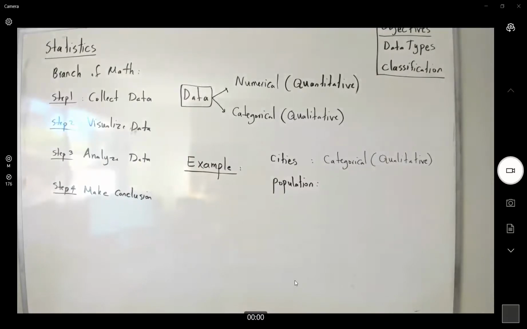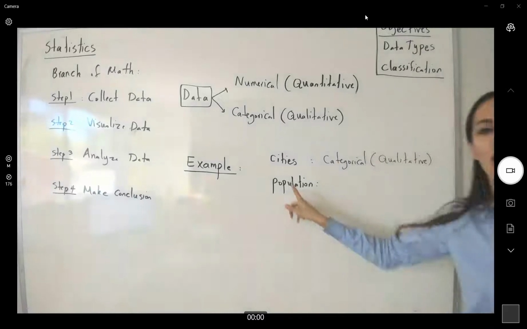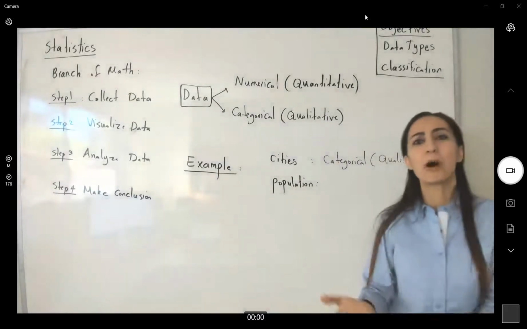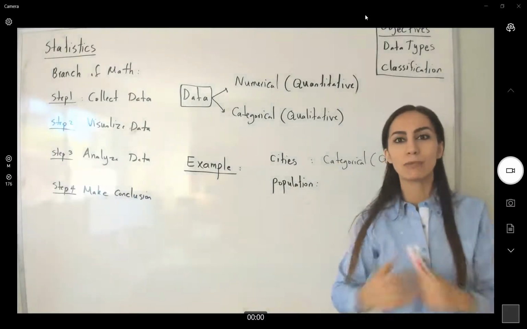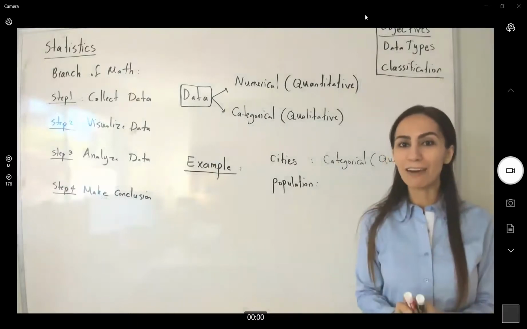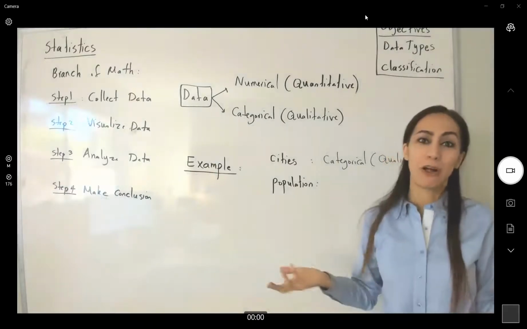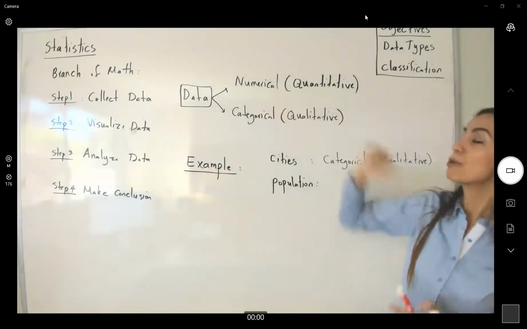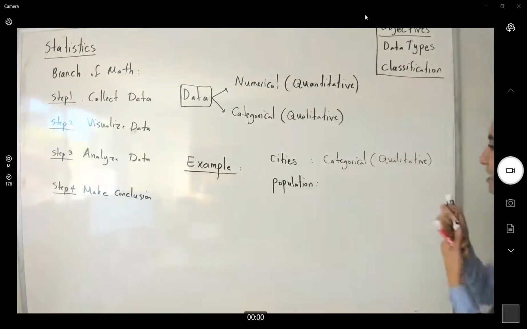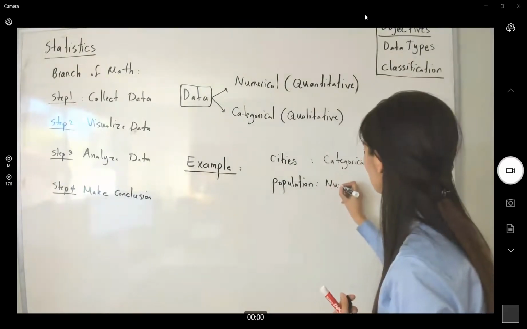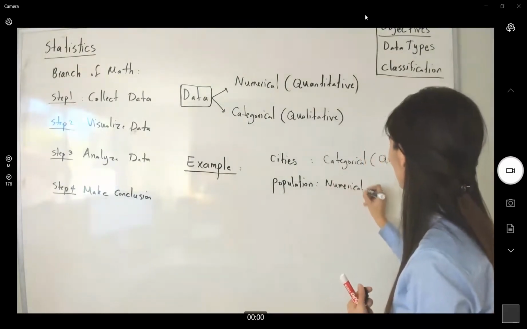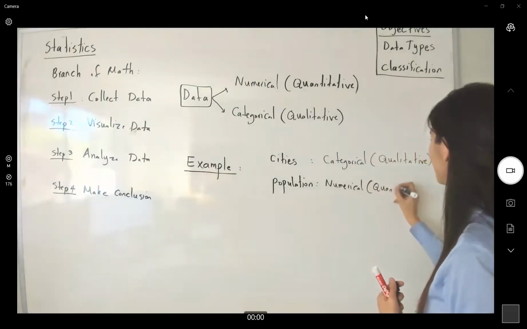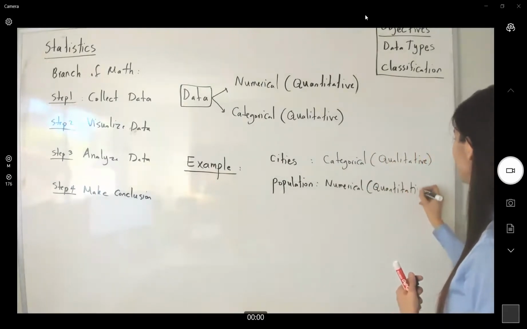So what do you think about population? So when it comes to population of each city, of course, those are numbers. You can actually take those numbers, add them together, find the average, and that average is meaningful, of course. So this is an example of numerical data or quantitative data.